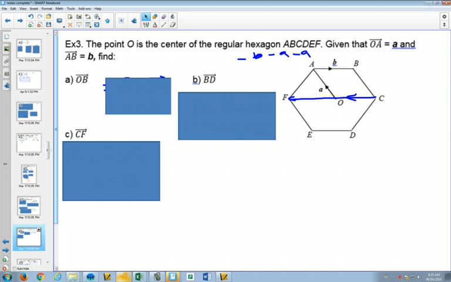How could I get from O to B using only A's and B's? So I'm starting at O. I want to get to B. Can you see that you can go along A and then add B? So it's just going to be A plus B.